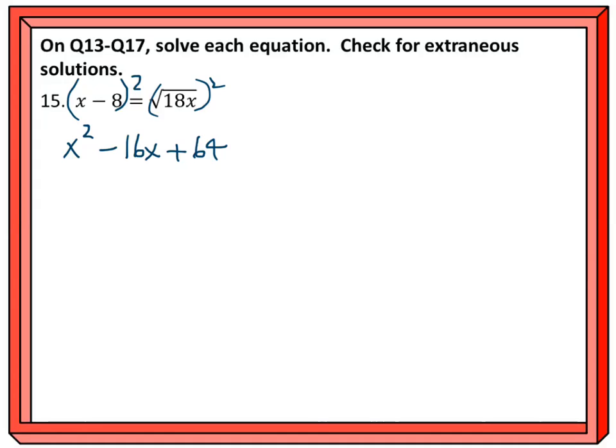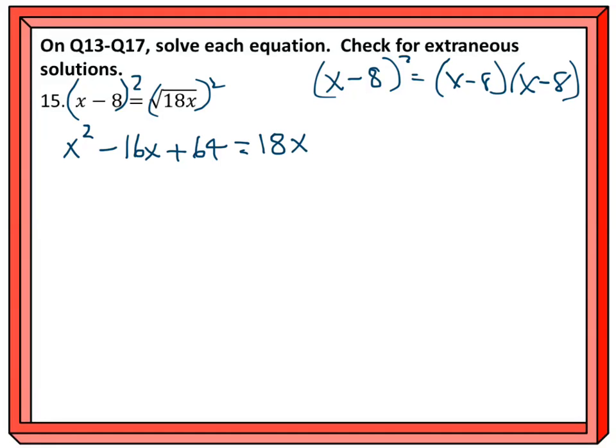Okay, if you forget the shortcut for a square of a binomial, you could always just FOIL it out. X minus 8 times x minus 8. Anyways, let's assume that we remembered the shortcut. Let's square the right-hand side. The square root and the square cancel each other out, leaving 18x.